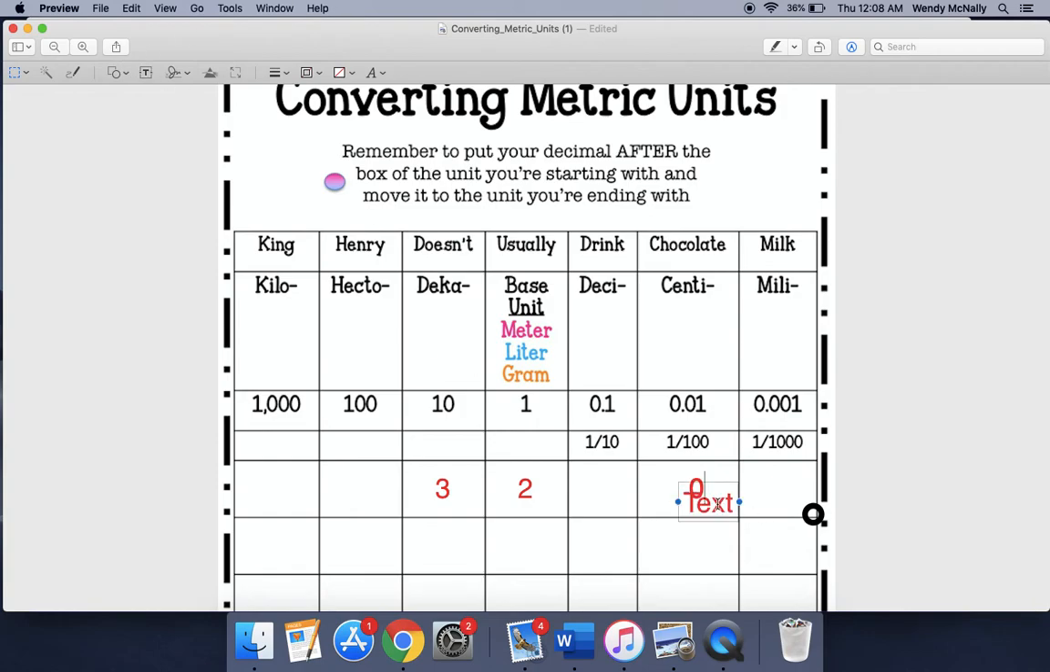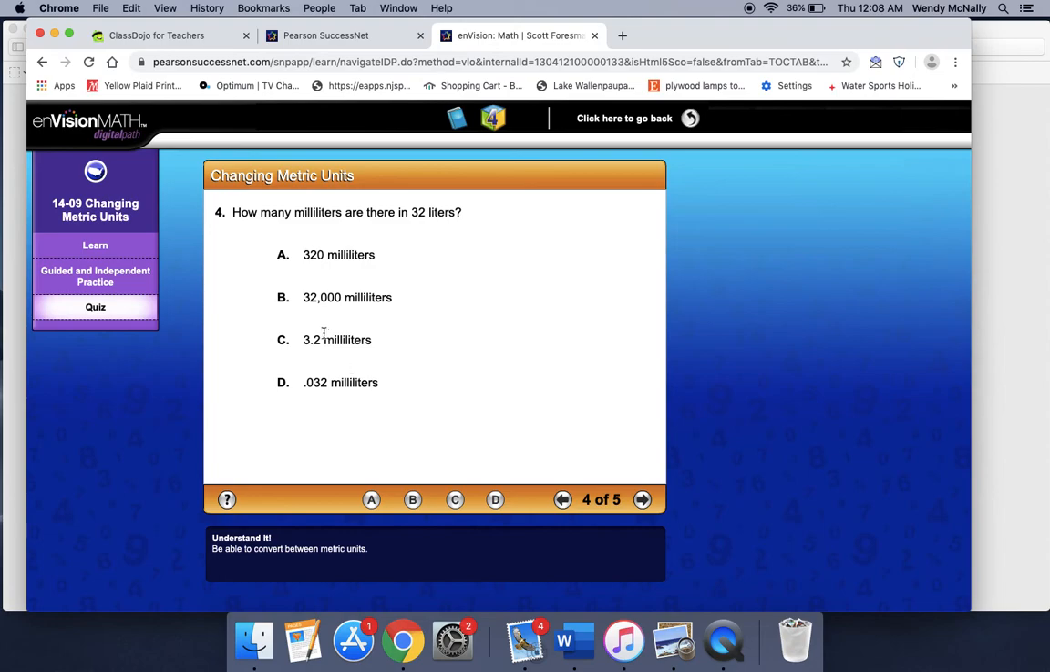So I'm going to take my text boxes and I'm going to place a 0 in each empty column. So now what I have is 32,000 milliliters. So that is how I converted 32 liters to 32,000 milliliters. So the correct answer would be, let me see, 32,000 milliliters. All right, now let's try the last problem together.